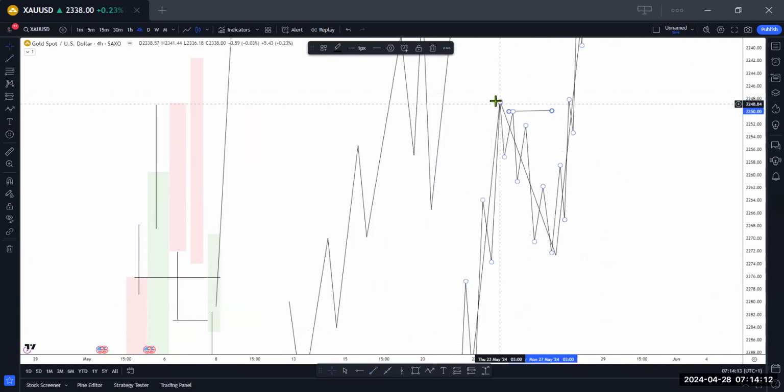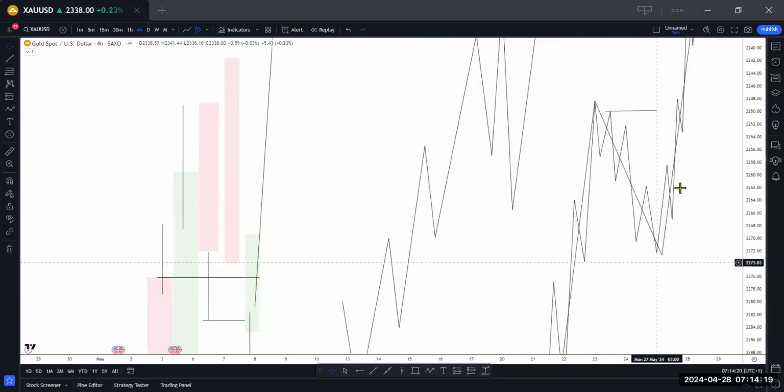Where is the main high? This high is the main high. This low is the last low for this high. If we come back to this trend, this is a new trend that's forming.